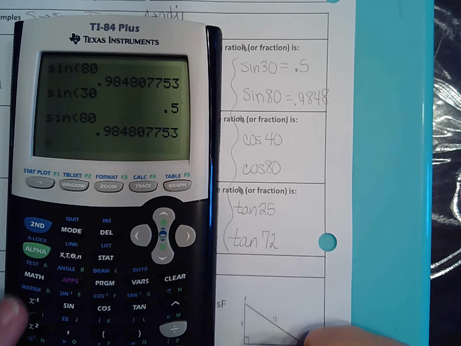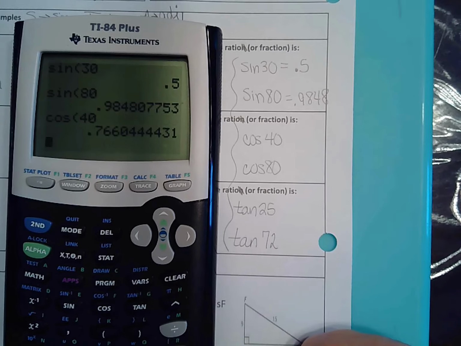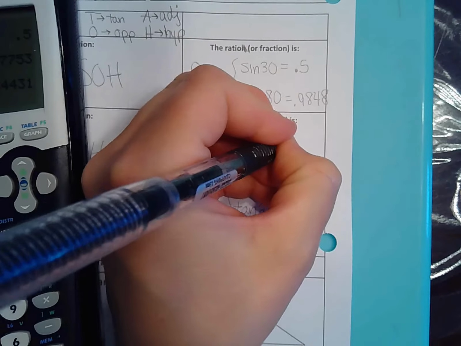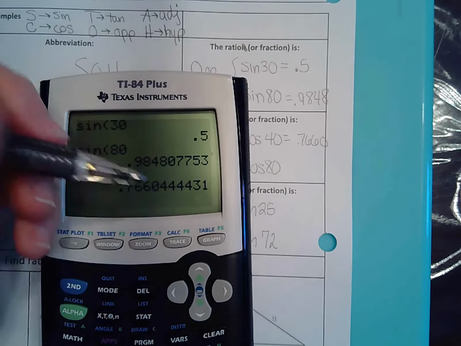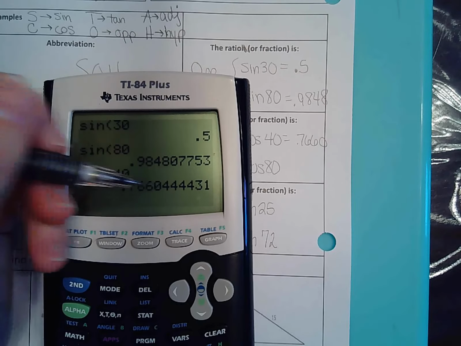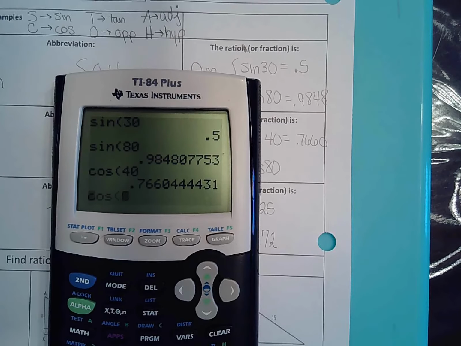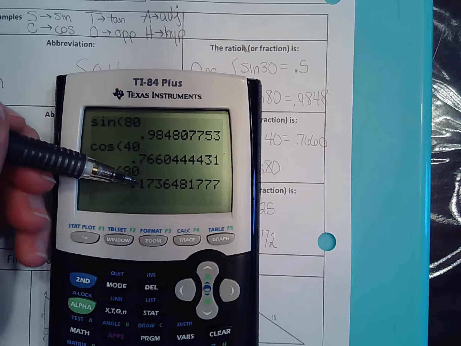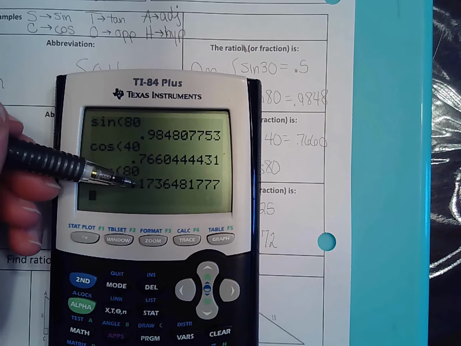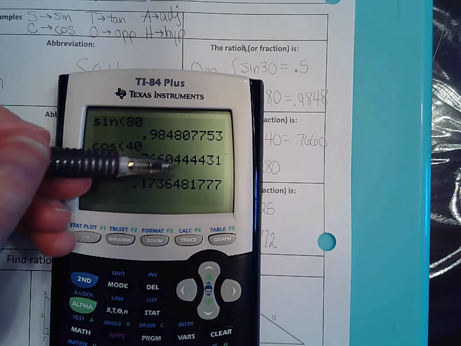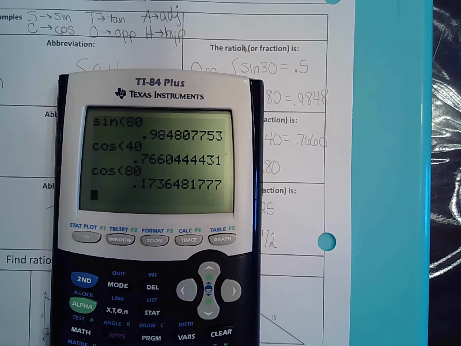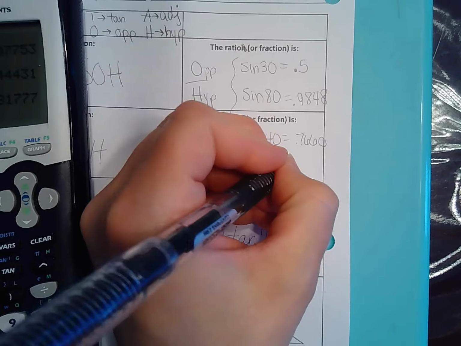Let's try cosine of 40. Not too terrible, 0.7660. So 0.766, because after that 0 was a 4, which told me to leave my 0 alone. Let's do cosine of 80. So we're going to do boom, boom, boom, boom. So 1736, or should that 6 become a 7? Let's look at the 4. The 4 tells us leave that 6 alone. 5 or higher says go up. So 0.1736.